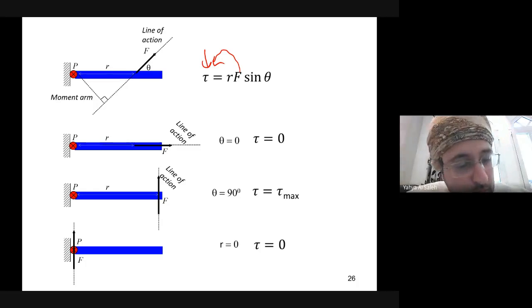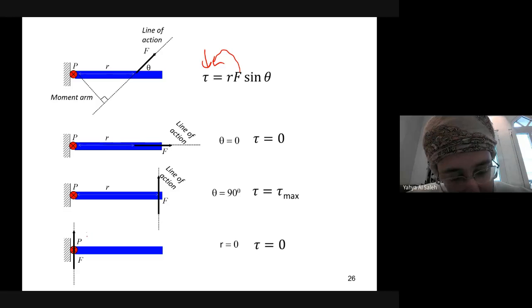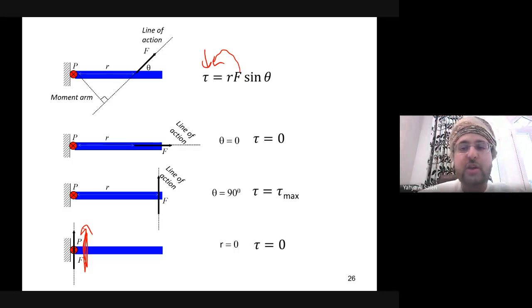If you go very close to the edge, you will not get 0, but your R is going to be small. So your torque is going to be small.